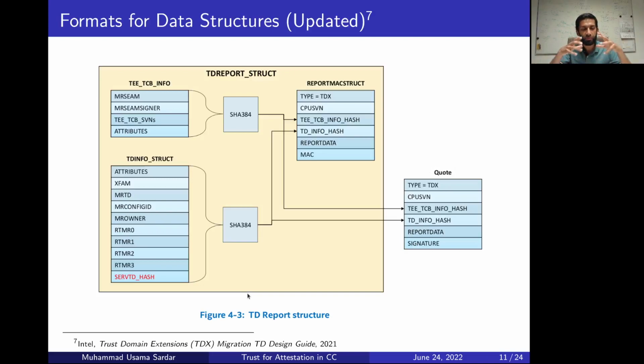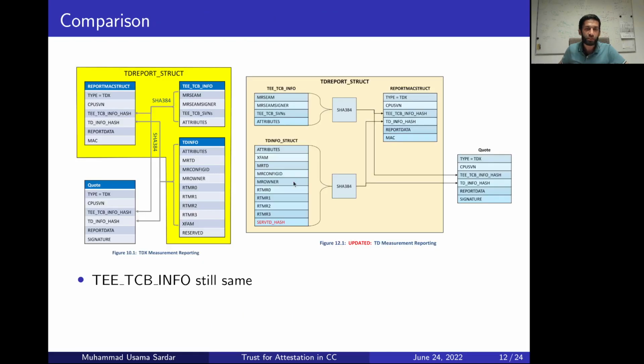This is the updated form of Intel specification after this. And let's see closely what actually they changed. So what happens here is that this TCB info exactly remains the same. So these are the 4 fields in the same order. The code structure that I described remains the same.